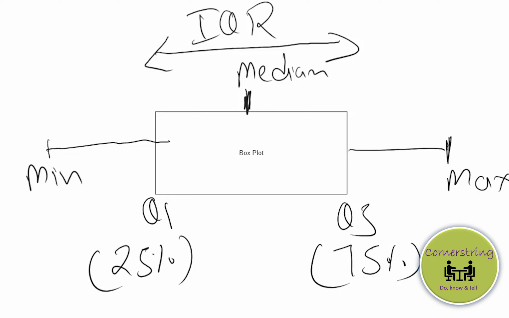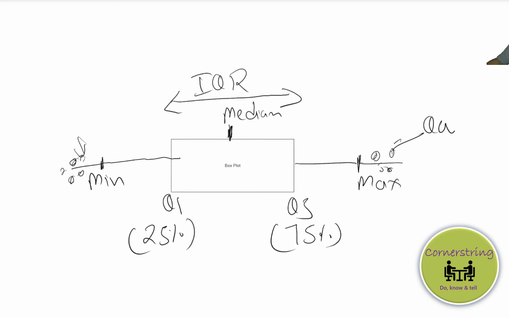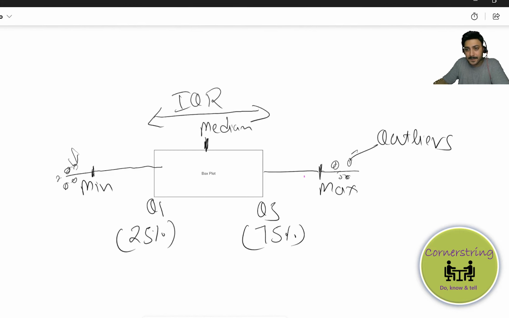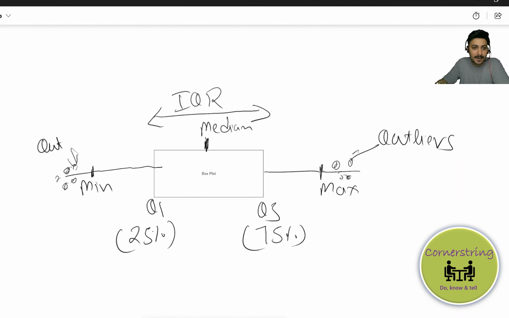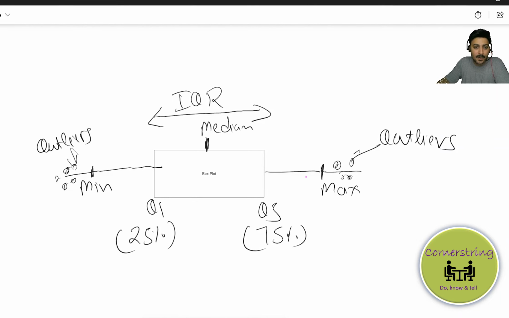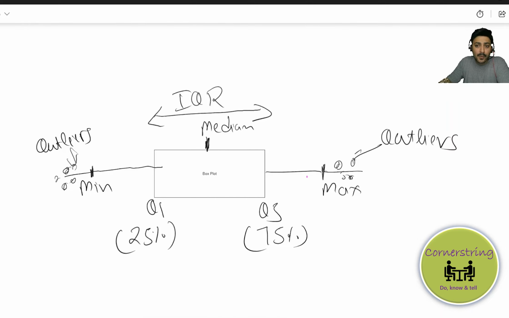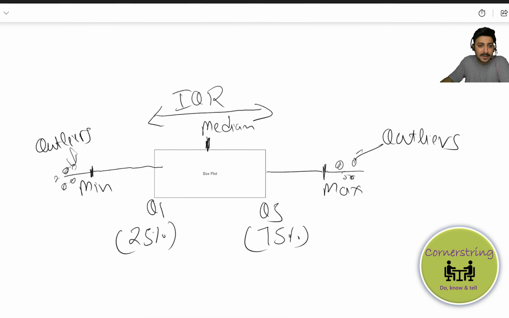Okay, so now whatever values go beyond the minimum, let's say we have values here, and we do have values in the maximum segment as well. Both on the minimum side and the maximum side, these are my data outliers. Okay, these are my outliers. Now, how do we calculate whether these are outliers or not?